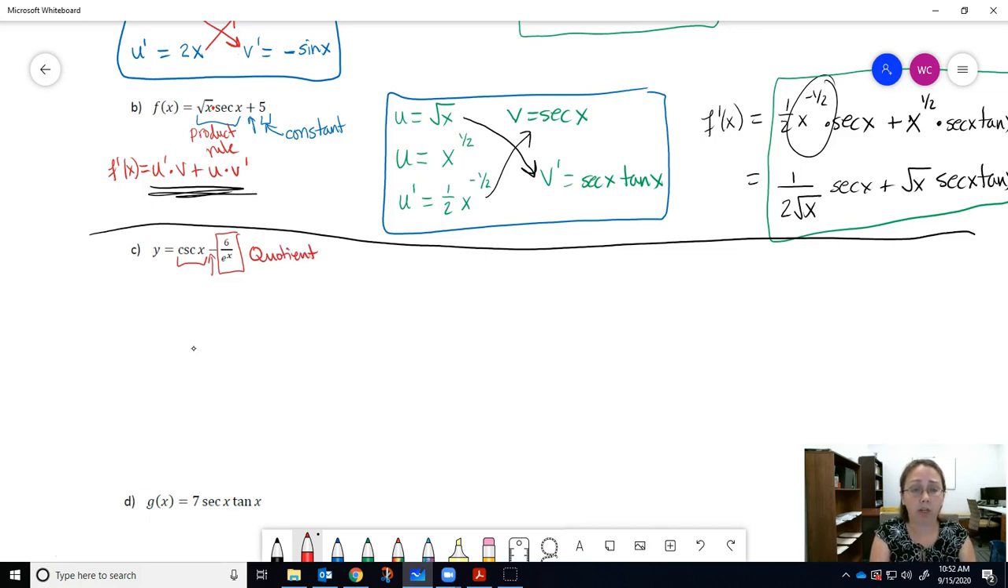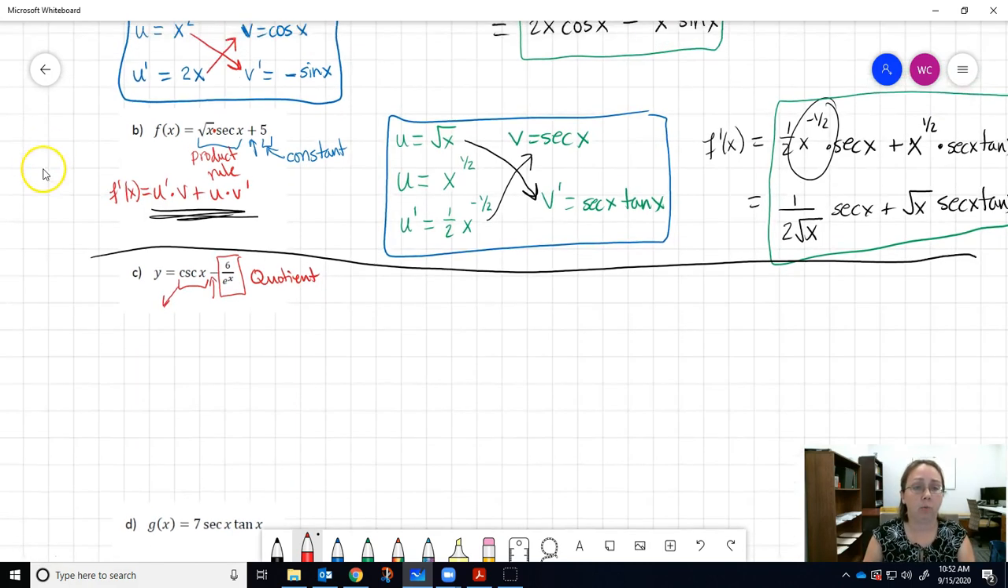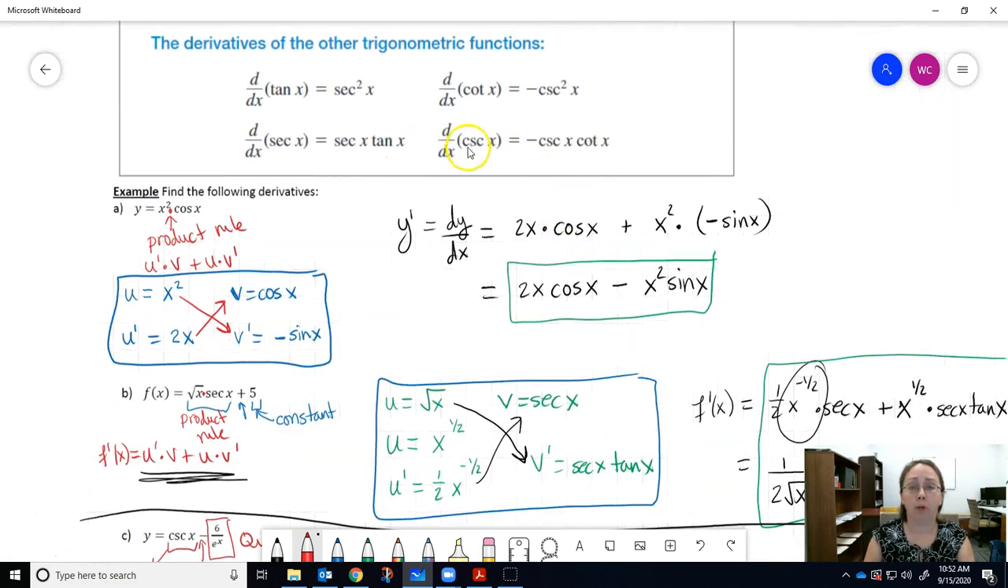All right, so we're going to need the quotient rule for that piece and the derivative of cosecant for this other piece. Let's go ahead and write that down so we have it. So remember, go back up. When you do a cofunction, you need a negative. Cosecant is cosecant cotangent.